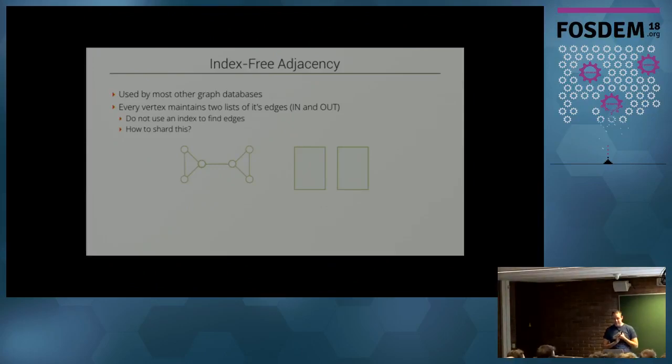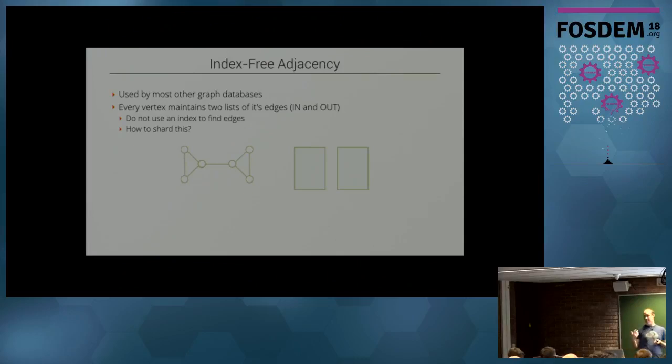First of all, index-free adjacency. That is the mechanism that is used by most other graph databases. That means that every vertex actually maintains two lists of its edges, the in and the out list, and they are physically attached to the vertex. It has the advantage that we do not need an index to find those edges, because whenever we fetch a vertex, we have the list of edges. We only need to fetch the connected vertex again.